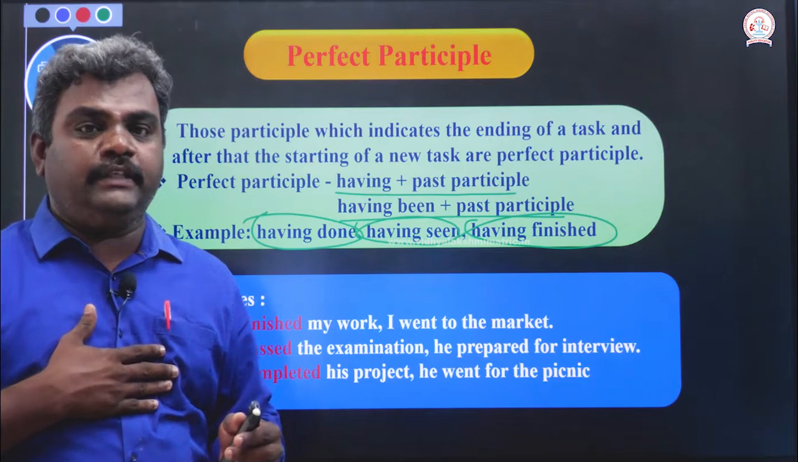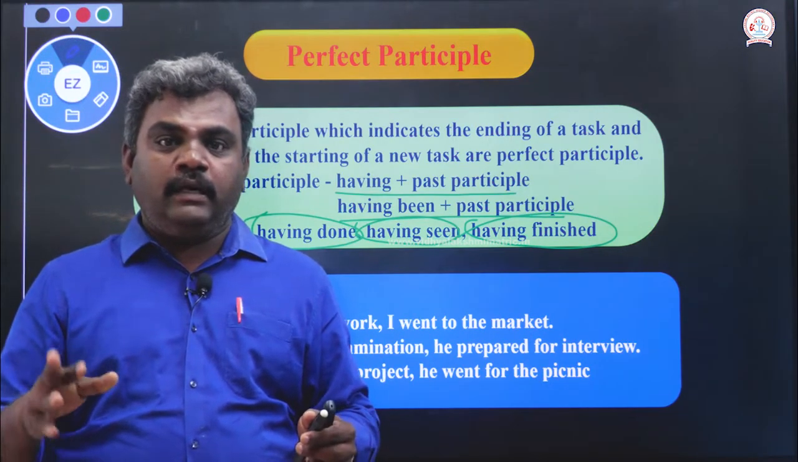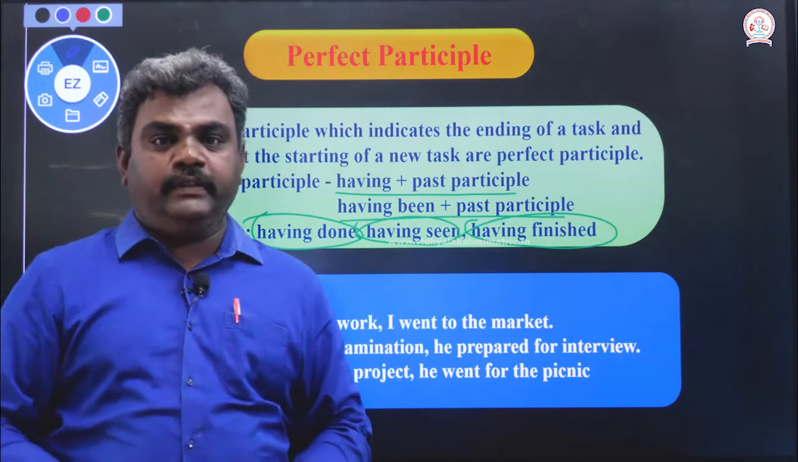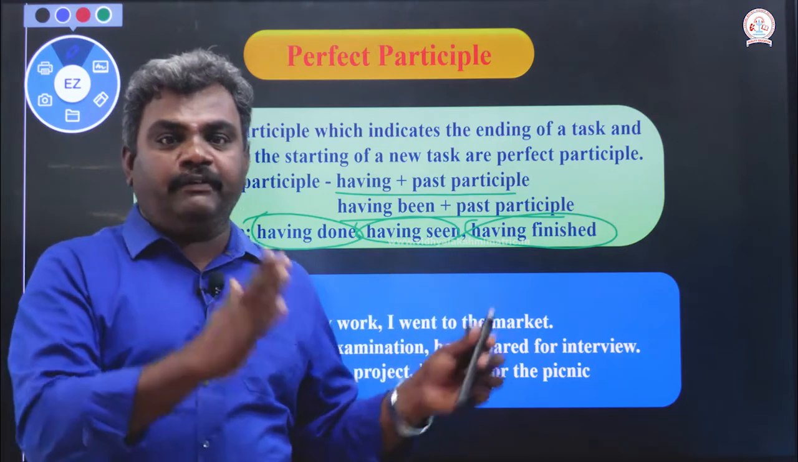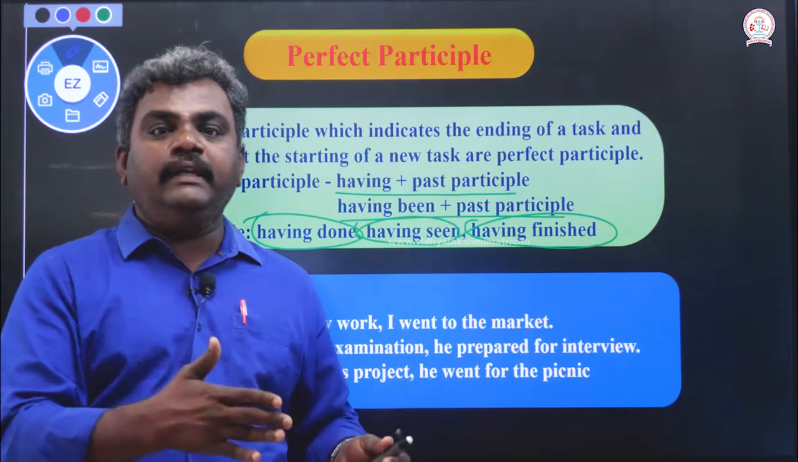For example, I can tell you that having completed my works, I went to the ground. First, I completed the work. Next, I went to the ground. So, one is in the perfect tense, another one is in the simple past tense. So, we can use the word having completed.